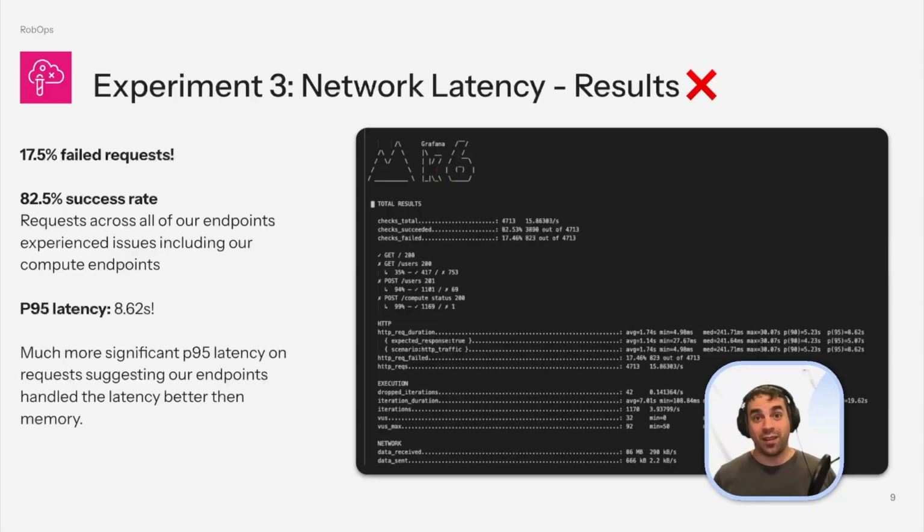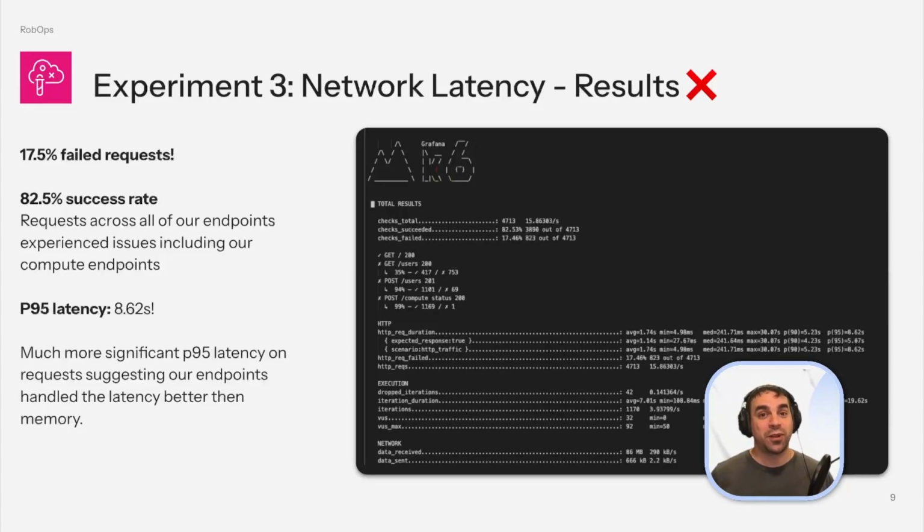Similar to our memory, our cluster did not perform very well. We ended up dropping 17.5% of the requests, with a majority of them across all of our endpoints, including our compute and user endpoints for both GET and POST requests. As expected, the P95 latency was actually much more significant at 8.62 seconds, meaning that a lot of these requests ended up hanging and not actually getting back to the user.